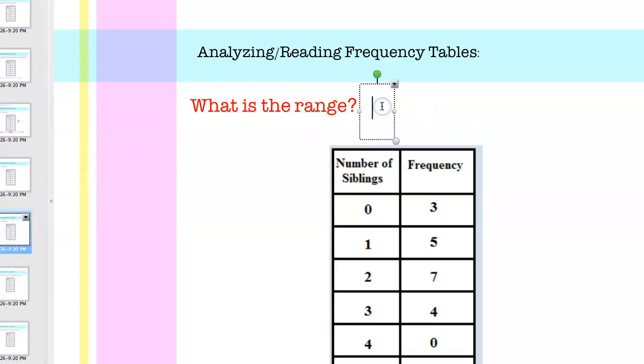What is the range? Again, a common misconception is students find the range of the frequency. Remember, that's not the data set. This is the data set. There are 3 zeros. So in the data set, it's 0, 0, 0. There's 5 ones, 1, 1, 1, 1, 1. There's 7 twos, so on and so forth. So the range is your smallest sibling and your largest sibling. So 5 minus 0, which is 5.